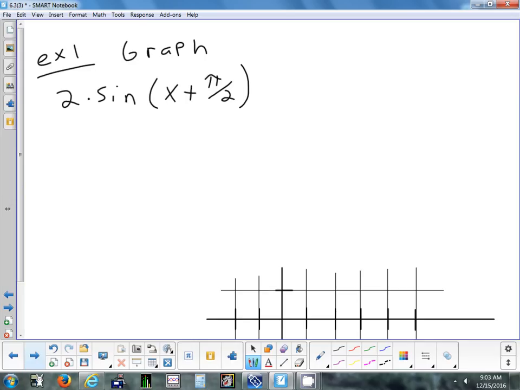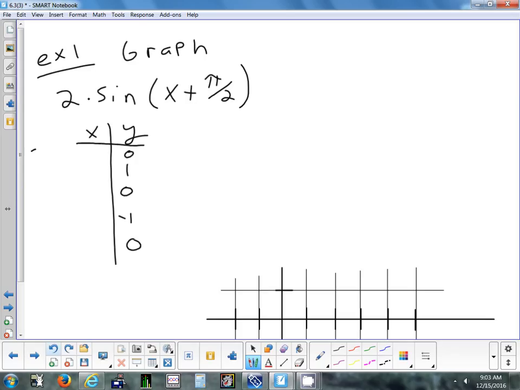Right. So this time we're going to have two tables. I'm going to pretend like this is my problem, okay, for now. And then when I get the answer to this, then I'll do the second part. Okay, so let's start with our table. Okay, what values stay the same when we're dealing with a phase shift? The y's. So we got 0, 1, 0, negative 1, 0.